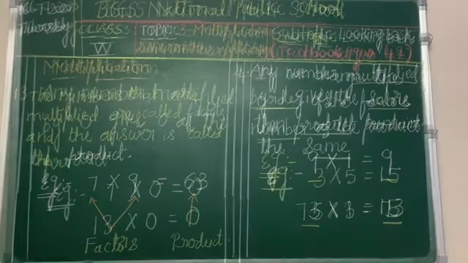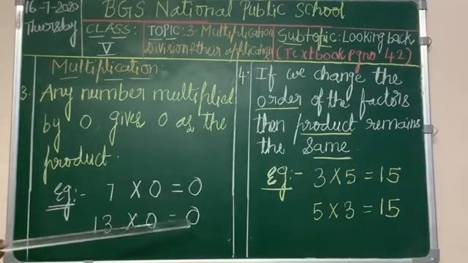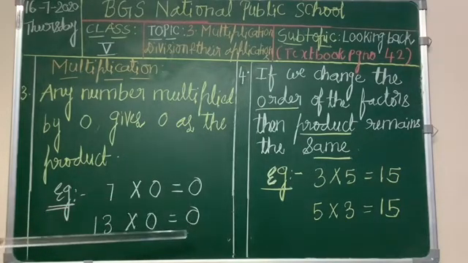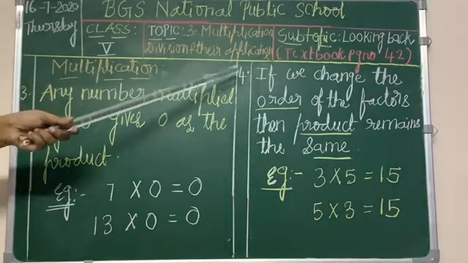Yes, children. Now we are going to learn about the third property of multiplication. What is the third property? Any number multiplied by 0 gives 0 as the product. If you multiply any number by 0, you will get 0 only as a product. Let us see the examples. 7 into 0 equals 0 and 13 into 0 equals 0. If you multiply any number by 0, you will get 0 as the product. This is the third property. Now we will see the fourth property.